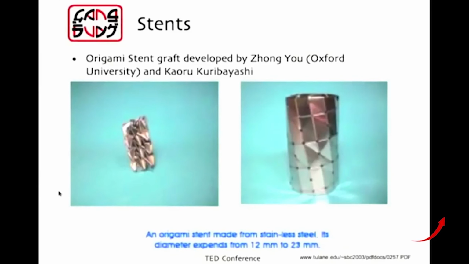This is a heart stent developed by Chong Yu at Oxford University. It holds open a blocked artery when it gets to its destination, but it needs to be much smaller for the trip there through your blood vessels. And this stent folds down using an origami pattern based on a model called the water bomb base.